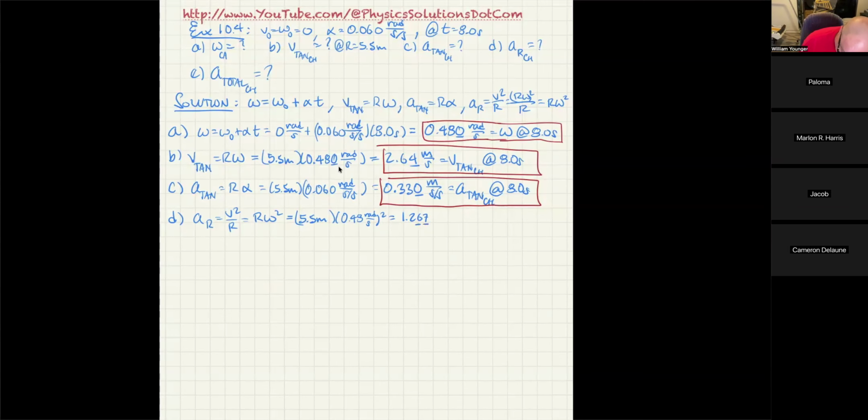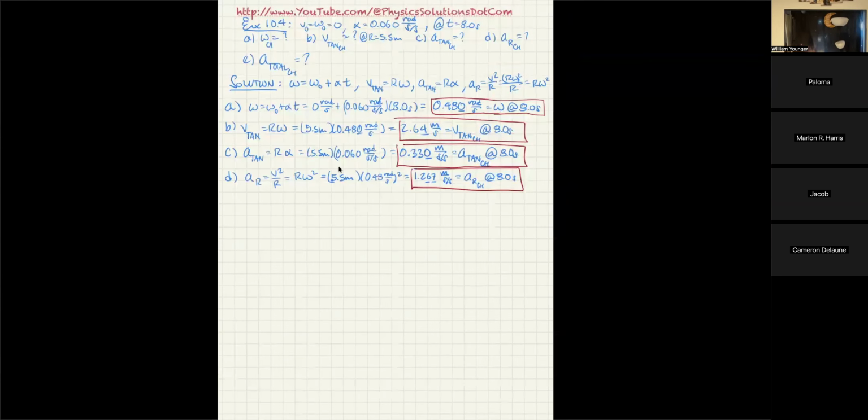So I'll underline the 6 and the 7, and you see that the units work out to meters per second, and that of course is A sub r for the child at 8.0 seconds. So I'll box all that off. And now all we have is part E, and that means finding a total. So E, and this is the part I have to explain to you.